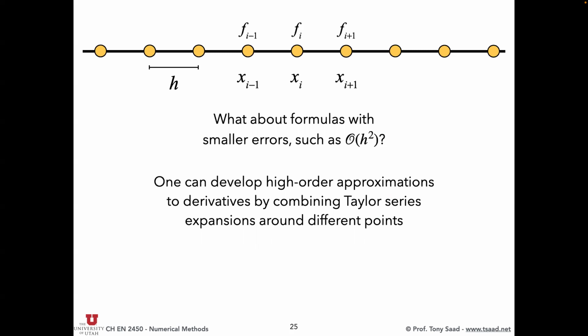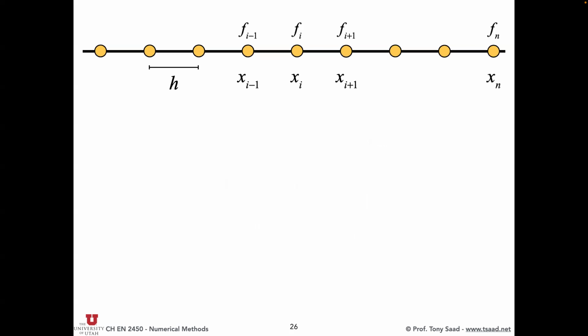Okay, so now you ask, could we develop methods that are order h squared? Yes. But now we have to start thinking a little bit more creatively and combine Taylor series with each other. I'll give you an example of how we do one method, because there's a way to do it in general for arbitrary order, but it's beyond the scope of what we're going to do here. But for a second order method, there's a very simple way to do it.